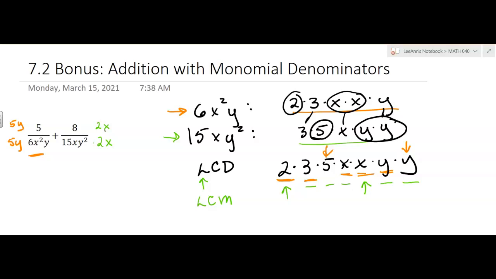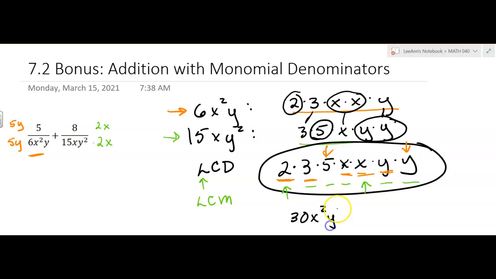Now, what is all of this? Like if I multiply this all together, what do I get? I get 30x squared y squared. That should be my LCD. Okay, that's going to be the least common denominator. Now I can check that when I multiply here. Do I get 30x squared y squared in the denominator? I do. That's going to be my new denominator. Now, what do I get in the numerator? I'll have to multiply that. 25y.